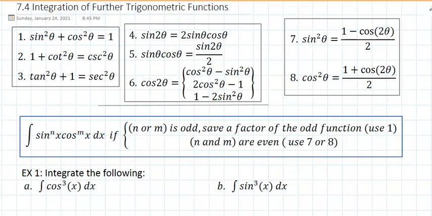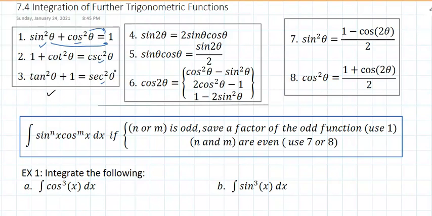Section 7.4 talks about integration of further trigonometric functions. So here we make use of the Pythagorean identities. You need to be able to remember that sine squared plus cosine squared equal 1, and more importantly, sine squared is 1 minus cosine squared, and cosine squared is 1 minus sine squared.